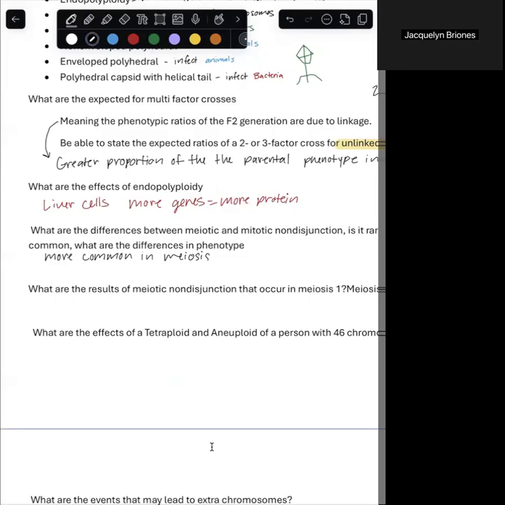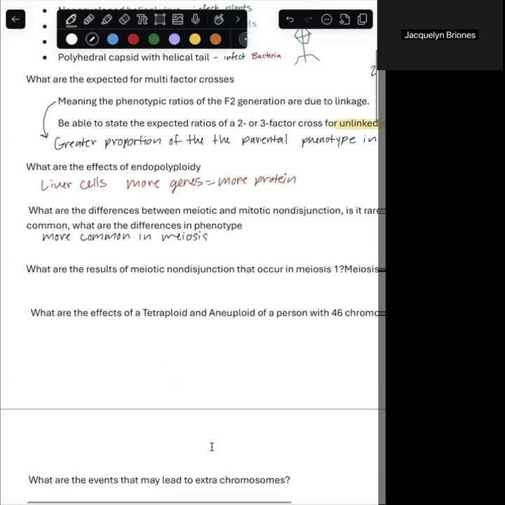What is the difference between that and the variation? Oh, this is mosaicism. Yeah, okay, mosaicism. And that is the condition in which cells of part of an organism differ genetically from the rest of the organism.